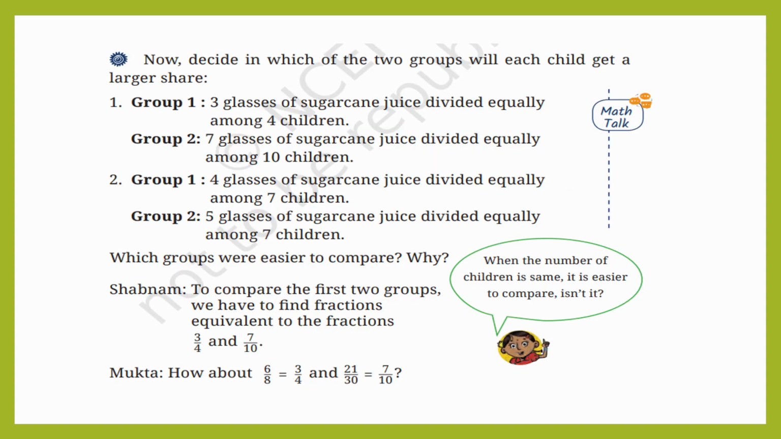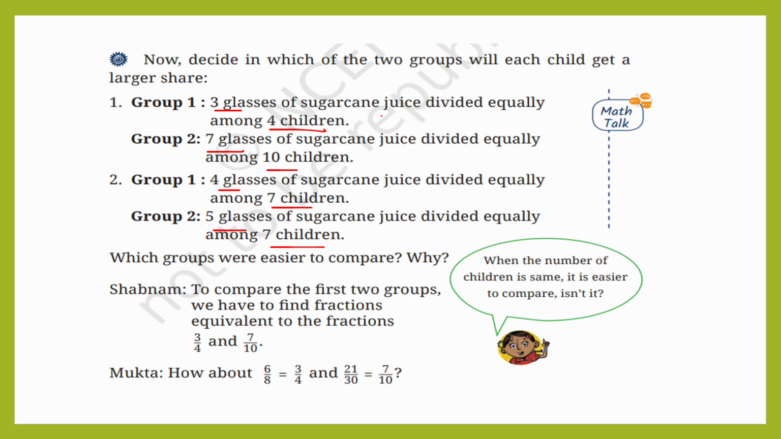Now decide in which of the two groups will each child get a larger share. Group 1: 3 glasses of sugarcane juice divided equally among 4 children, that is 3 by 4. Group 2: 7 glasses of sugarcane juice divided equally among 10 children, that is 7 by 10. Then group 1: 4 glasses of sugarcane juice divided equally among 7 children, 4 by 7. Then group 2: 5 glasses of sugarcane juice divided equally among 7 children, that is 5 by 7.